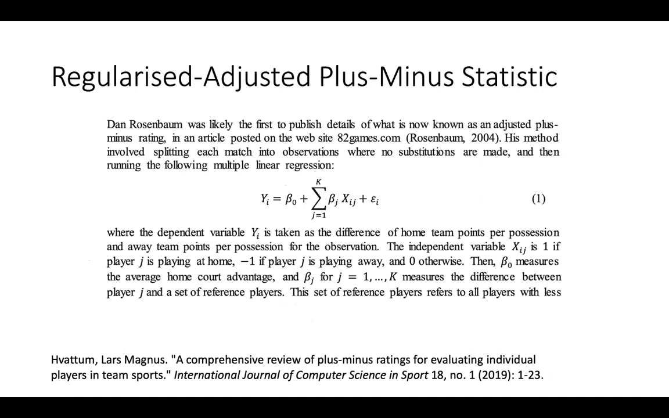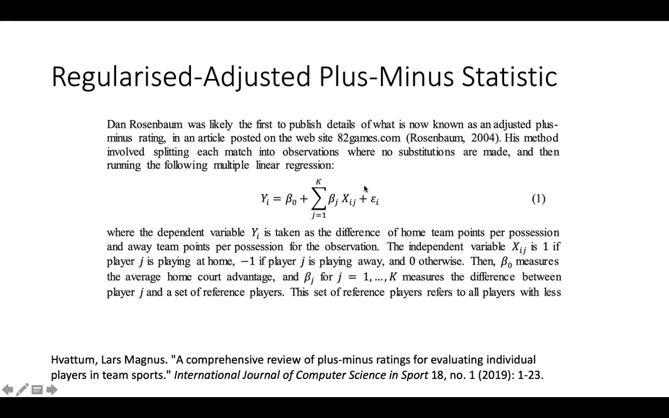What you can do is, and this was proposed first by Dan Rosenbaum, or it's been proposed a few times further, is you can be a bit more rigorous about this approach by using linear regression. Dan Rosenbaum was probably the first person to publish details of this, and he published on a blog. We're going to find that quite a lot of the references we look at today are published on blogs.